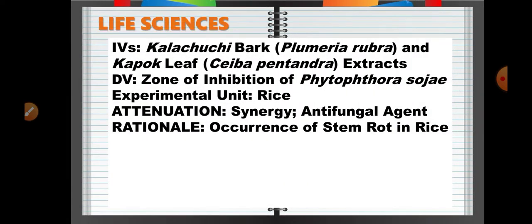We have Kalachuchi bark as our independent variable, and another independent variable is the kapok leaf extracts. Okay, so note class, you can have more than one independent variable. Same for the dependent variable, you can have more than one dependent variable. So our dependent variable here is the zone of inhibition of Phytophthora sojae. Okay? And our experimental unit is rice.